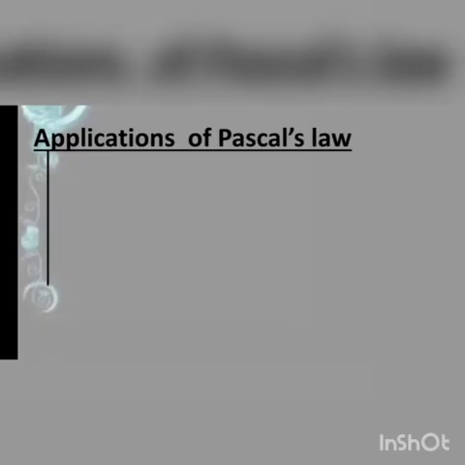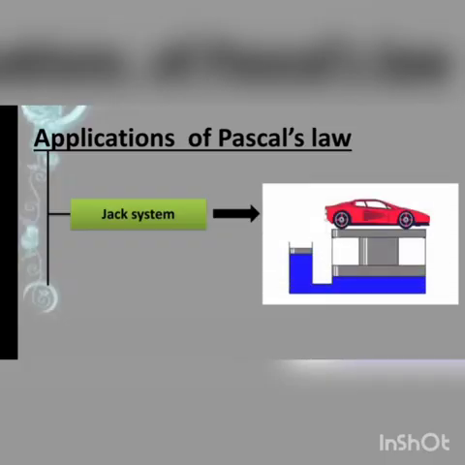Applications of Pascal law and hydraulic system. The first application is the jack system. I have shown a diagram in this slide. Look at the diagram. If we apply a force on this piston, this force will produce pressure that is transmitted through this fluid to the large cylinder, and it is used to produce a larger force that is used for lifting heavy loads such as cars. This system is very important in our daily life. This is the first application of Pascal's law and hydraulic system. This jack system is also called hydraulic jack system.